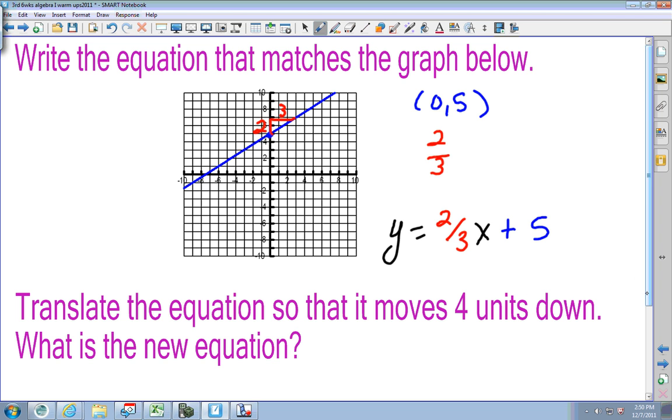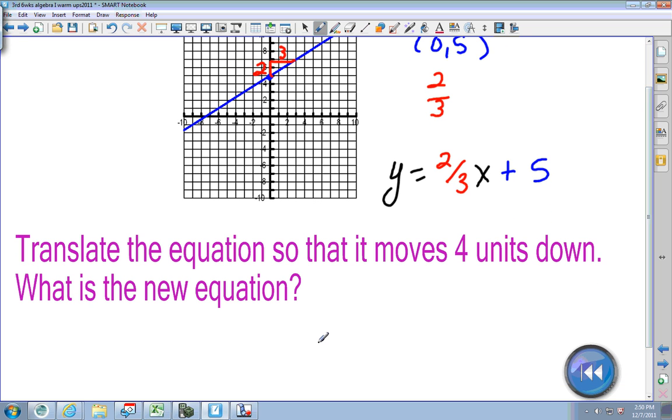Now I wanted to know what's the equation if we translate that down 4 units. Well, if you do that, you take y equals 2/3 x plus 5, and your slope stays the same because all you're doing is shifting it. You're moving it down. If I go down 4 units, the new equation becomes y equals 2/3 x plus 1. See, if I did this on the graph, I would move it down 1, 2, 3, 4. My new y-intercept would be at plus 1.